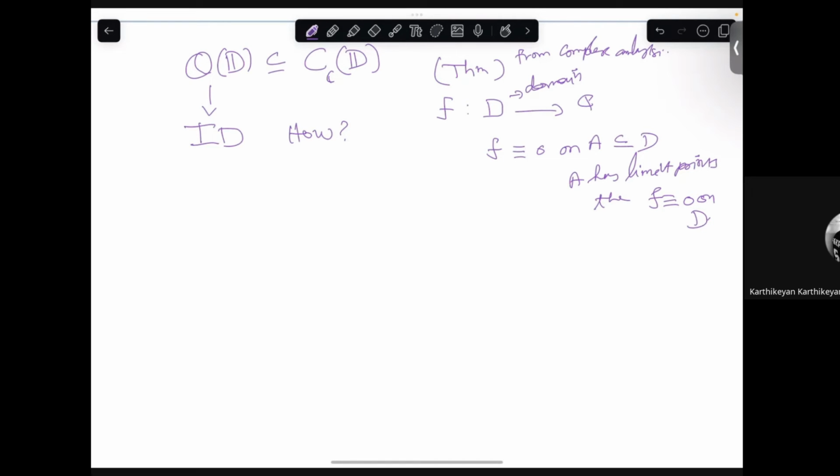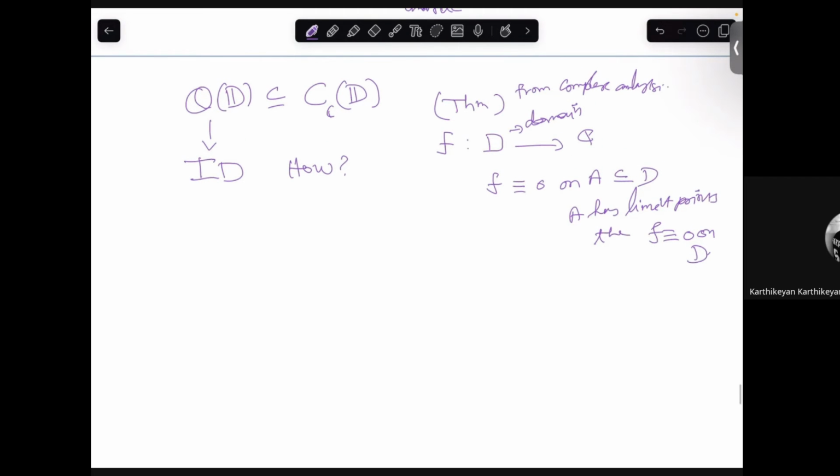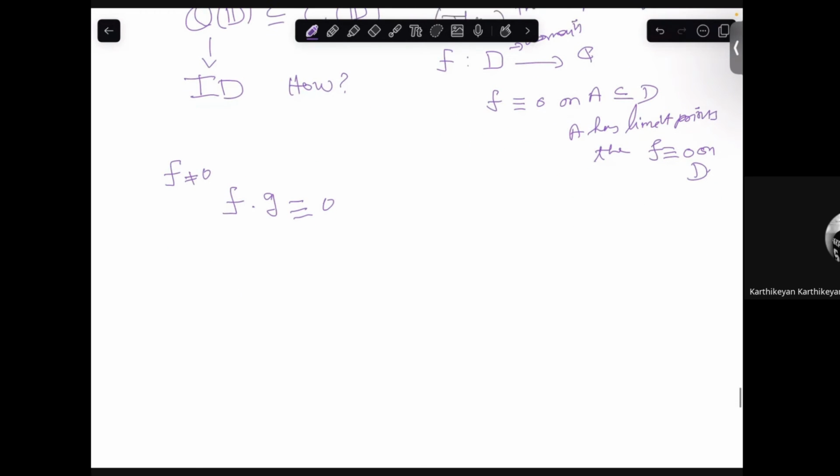Some other names also exist, which I'm going to use. See, I have f, let's say non-zero. Now, if I multiply with some g and I get identically 0, I want to show g must be 0, in order to show it has no zero divisor. To show there is no zero divisor, I want to take something non-zero, and f times something is 0. That something must be identically 0. This is what I want to show, right?